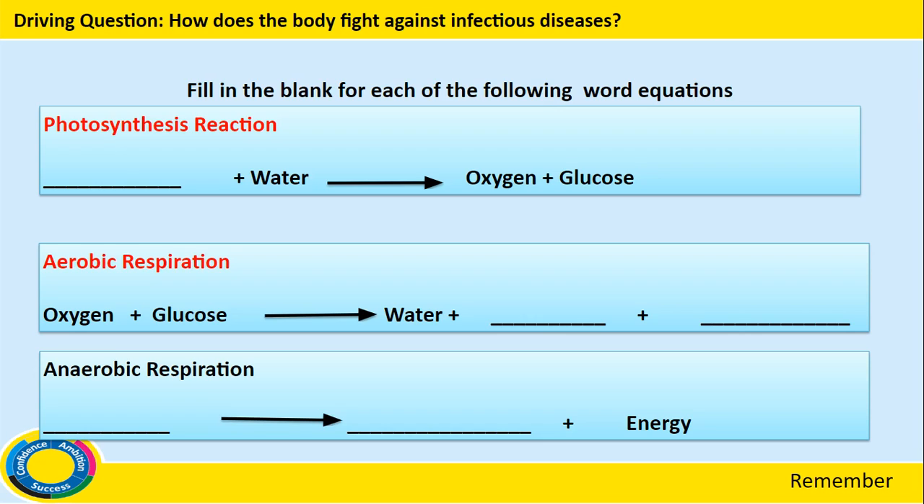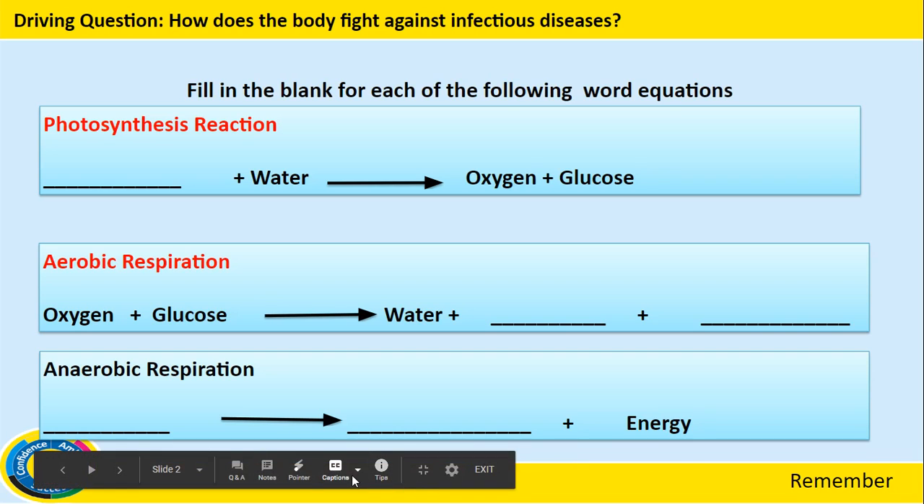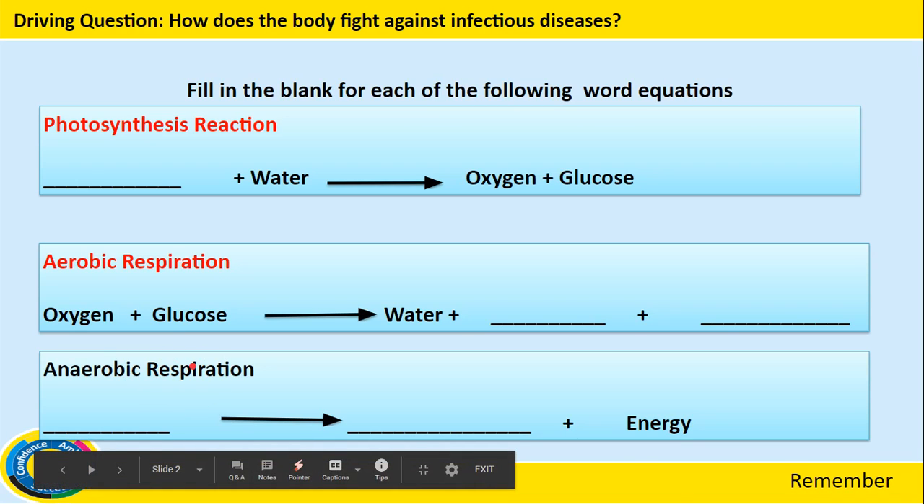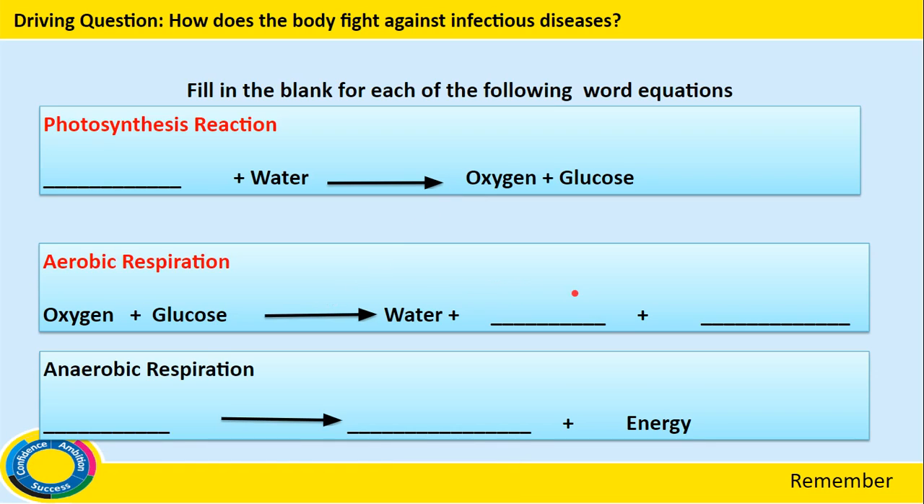Right. This is a remember slide. It assesses previous knowledge. We're going to read the instructions together. Fill in the blank for each of the following word equations. You have the photosynthesis reaction, aerobic respiration reaction, and anaerobic respiration reaction. I'd like you to write the word equations out. Also fill in the blanks. I'm not going to ask you to pause the recording.